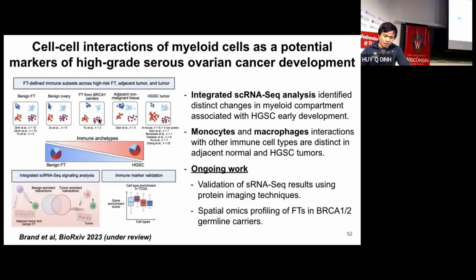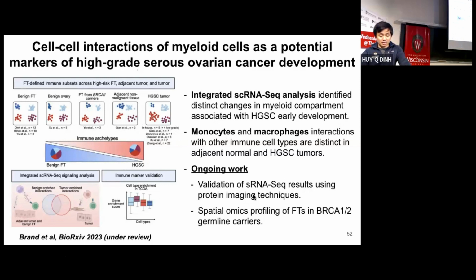One of the good things with doing the hybrid research is we started this project during the pandemic. None of the data was out. All of the data here is publicly available data, right? If we had to generate the data ourselves, this project probably would not happen. We are able to identify the markers based on the monocyte macrophage that are potentially associated with the early development of cancer in ovarian cancer.